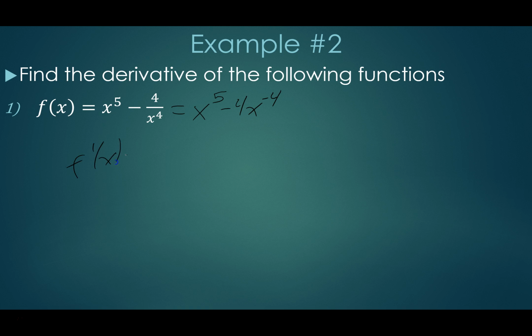So for our derivative, we again move the 5 in front and decrease the exponent by 1, so it's 5x to the 4th. We move the exponent in front, and since there's already a number there, they multiply. Negative 4 times negative 4 is positive 16. Decrease the exponent by 1. And again, if you would like to write it so it has a positive exponent, this becomes 16 over x to the 5th. Pretty straightforward.